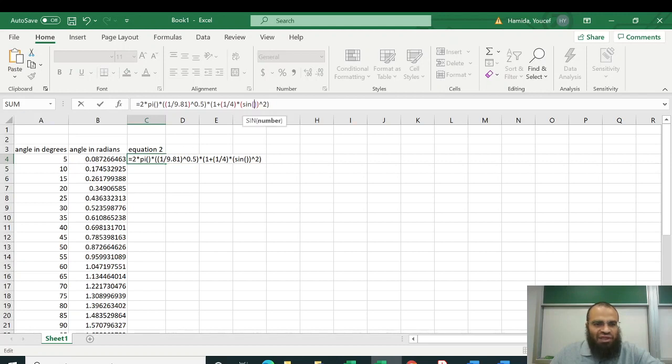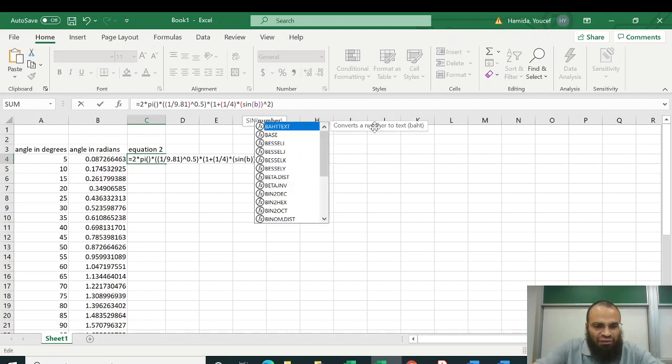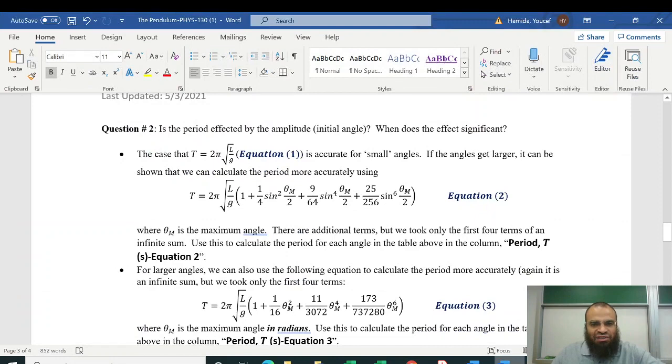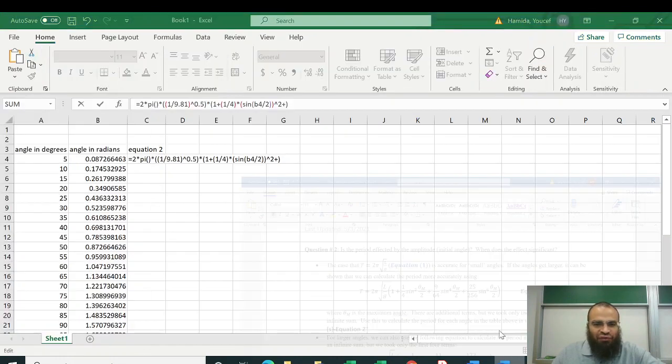Theta maximum is in this column here, in radians. It's B4. So B4 over 2 squared. Okay, that's good. And then plus what? The next one is 9 over 64 sine to the 4th.